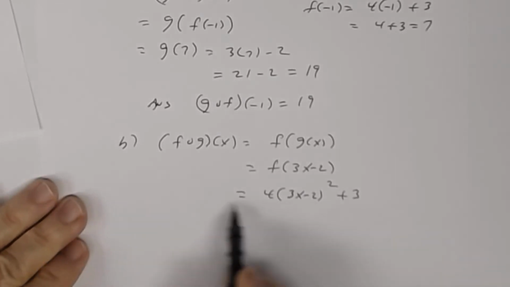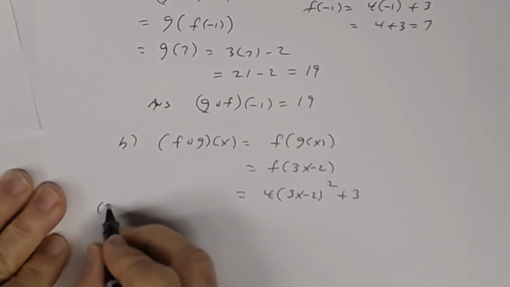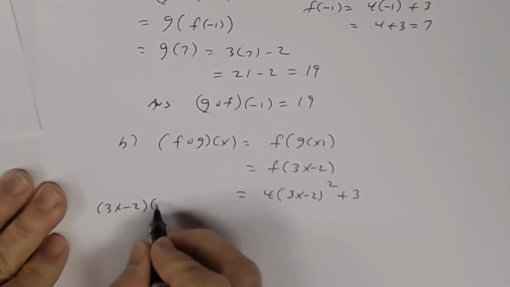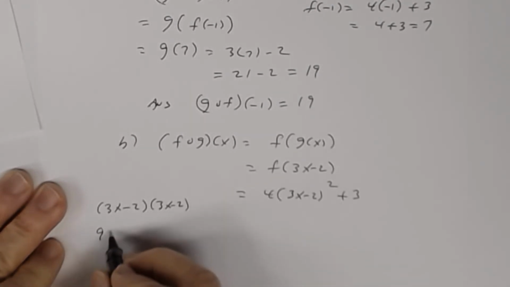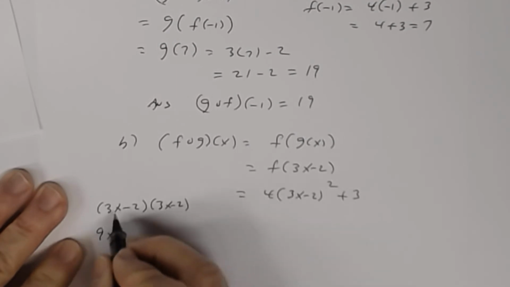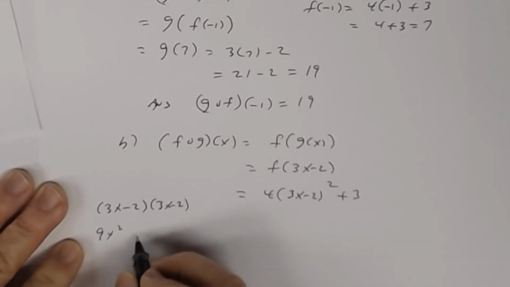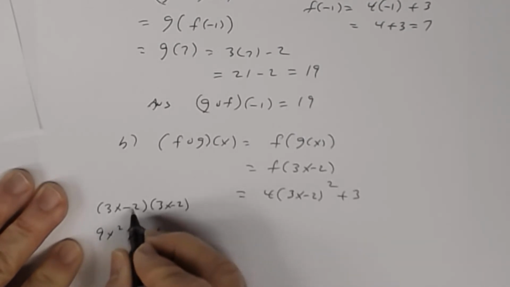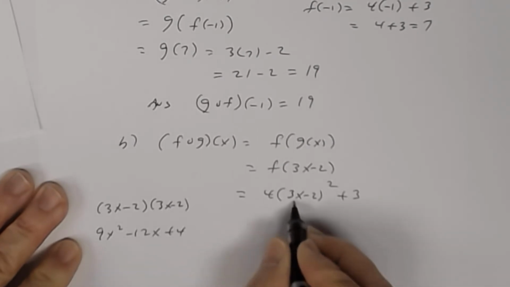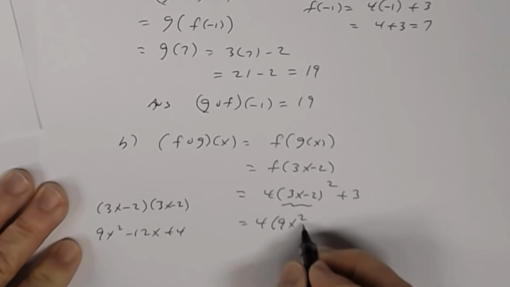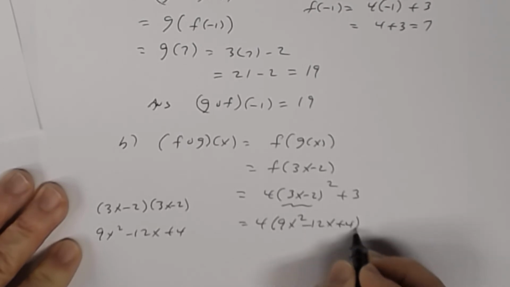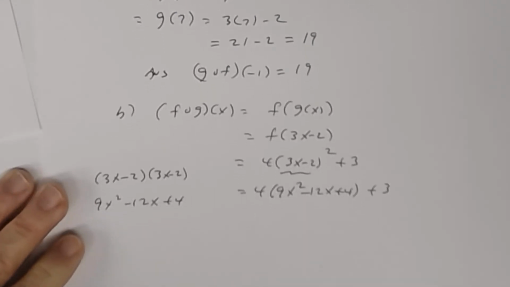Okay, now let's go up to the side and kind of figure out what that is. So 3x minus 2 times itself, right? And so 3x times 3x is 9x squared. The outer is a negative 6x, and so is the inner. So that's a negative 12x. A negative 2 times negative 2 is a positive 4. So that goes here. So I get 4 times 9x squared minus 12x plus 4, and then plus 3.